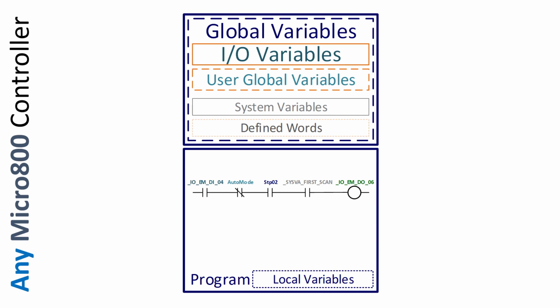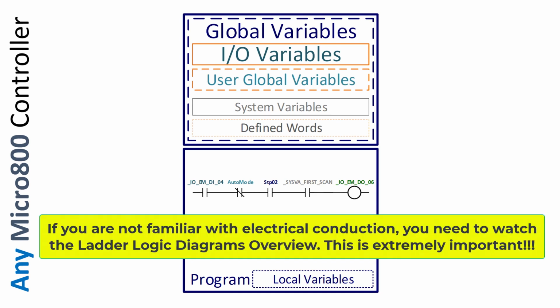We have 4 instructions here, whose true-false state determines the on-off state of a bit in memory. Of the 4 instructions that determine the action of the 5th instruction, they are a direct contact, which is true if on. It is addressing the embedded input 4. Then we have a reverse contact, which is true if off, and it is addressing the auto mode bit in memory. And then we have another direct contact, true if on, and another direct contact, true if on.